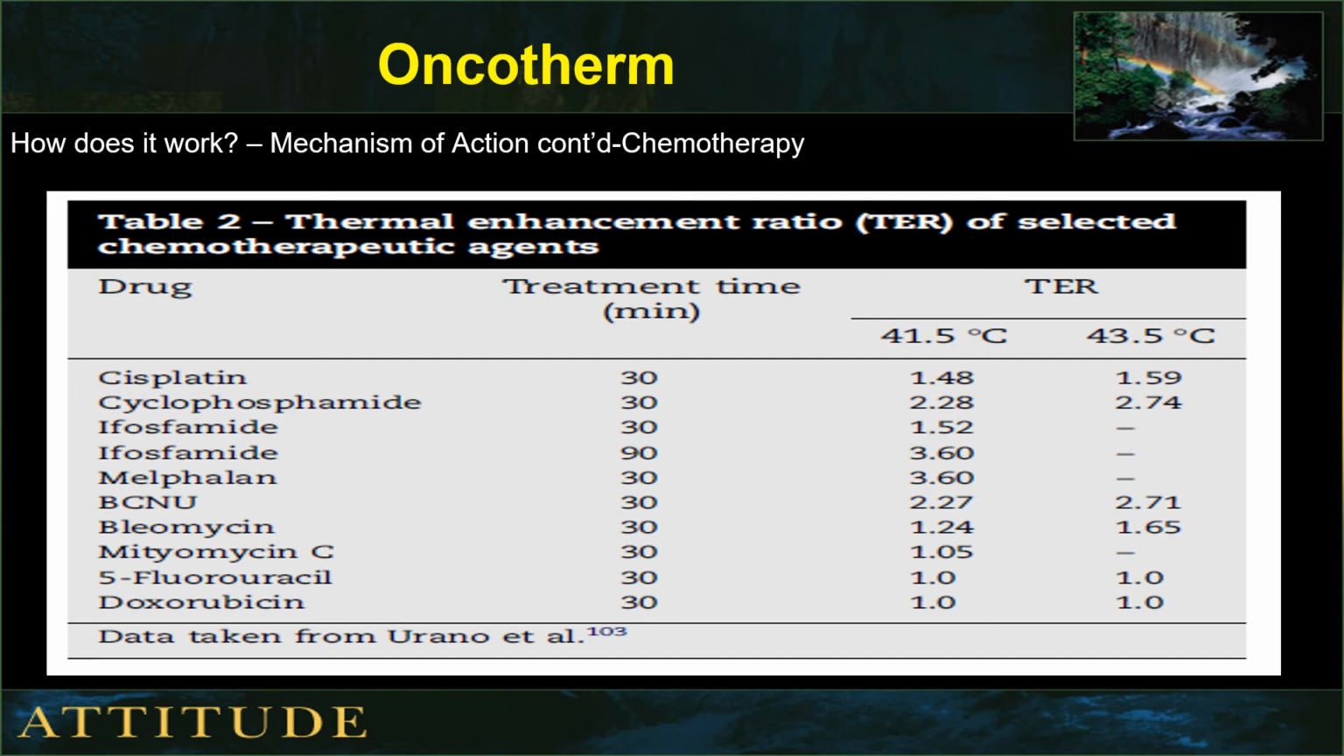Now, interesting, look at this here. You have this chemotherapeutic agent, and at 30 minutes, the thermal enhancement ratio in comparison to not increasing the temperature was 1.52, so it increased, right? Then if we had a duration of 90 minutes, 1 hour longer, it tripled. Look at that. It tripled in regards to the thermal enhancement ratio, to 3.6. So again, this is just stating the point of how Oncotherm can impact the actual chemotherapeutic agent itself.